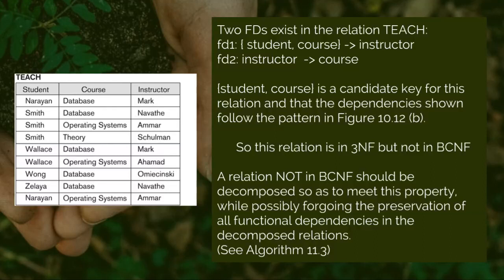Why? Student and course together determine the instructor, and instructor determines the course. So we can conclude that it is not in BCNF. The relations that are not in BCNF can be decomposed in order to meet this property. You can go through some algorithms that are available in chapter 11 for further reading, if you're really keen to learn what other algorithms are available to do this sort of decomposition.